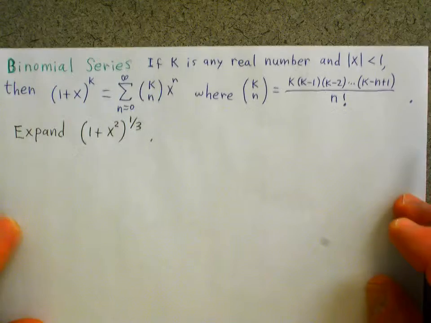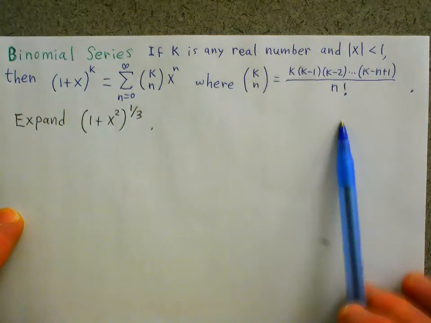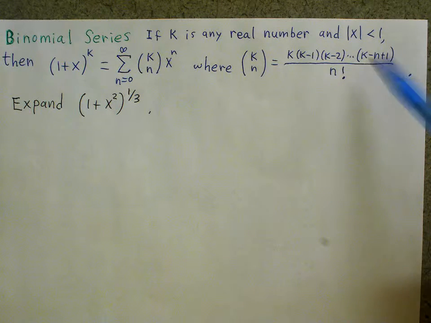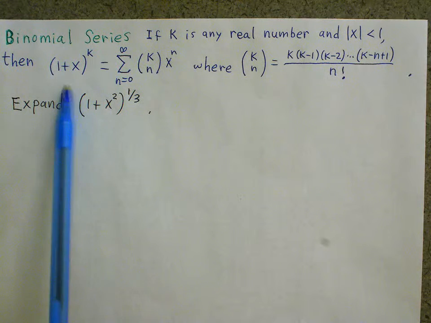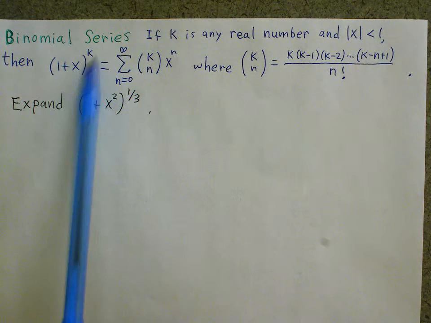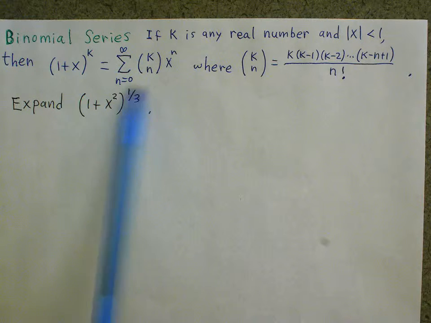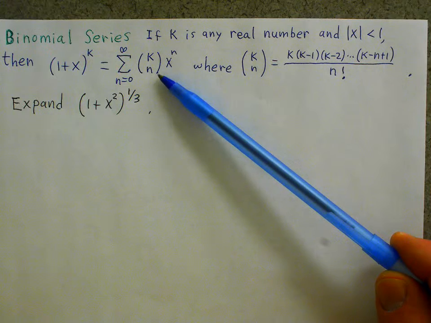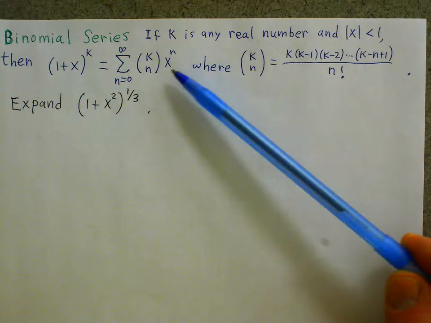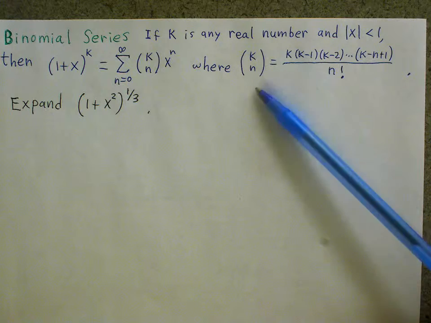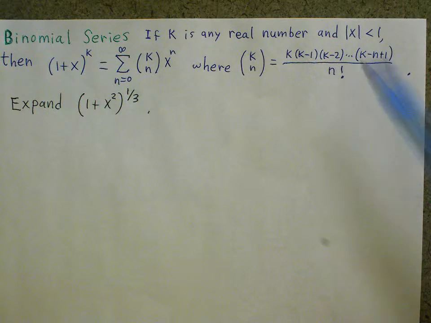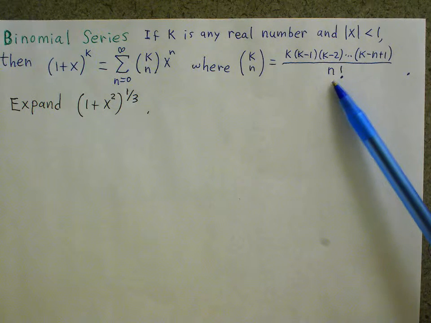So I've written down the binomial series definition. If k is any real number and the absolute value of x is less than 1, then the binomial (1 plus x) to the k is equal to the series, the coefficients, these are called the binomial coefficients, k choose n, and then x to the n. K choose n is defined as k times k minus 1 and so on times k minus n plus 1 divided by n factorial.